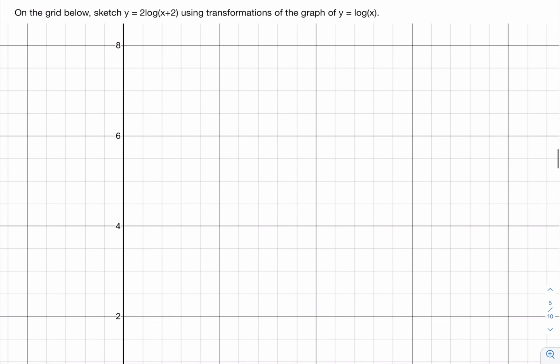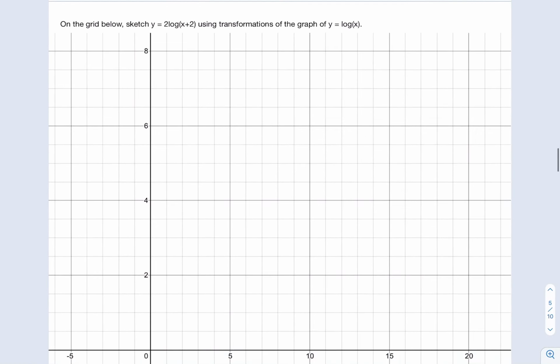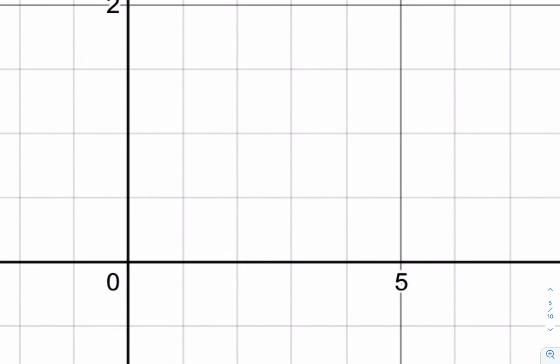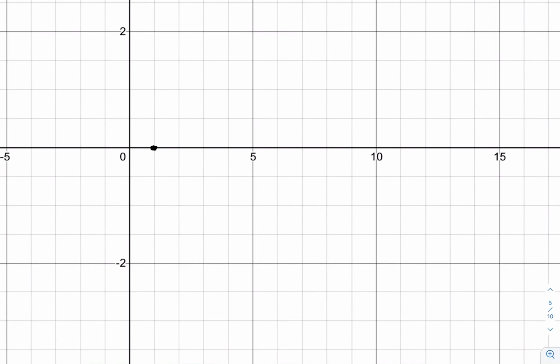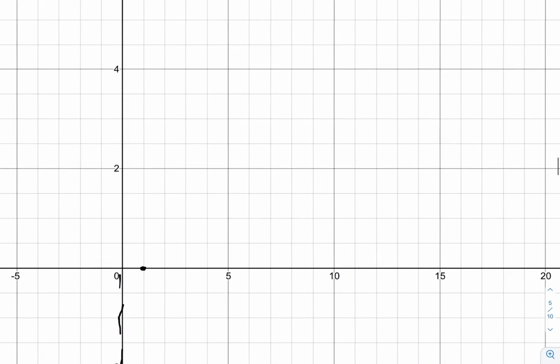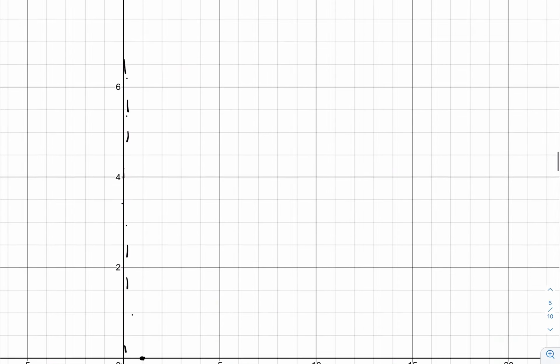Okay, so on the grid below, sketch 2 log x plus 2 using transformations. Okay, so a bit of a new concept here is transforming logs. So whenever we're transforming, we always want to think about what we started with. So if our base function is y equals log x, then we're going to draw that flattened out shape there. So we know that there's an x-intercept at 1, so we're going to draw it right here, right? And we know that there's a vertical asymptote, that's one property of logs, at x equals 0. So I'm just going to draw that there so we can see it.